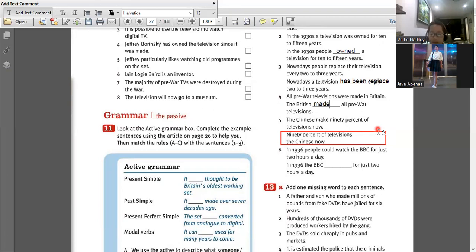Made in, made in the Chinese. Now, you remember, Chinese is a person, it's not a place. Remember, what do we use if we're stating or talking about someone or a person?